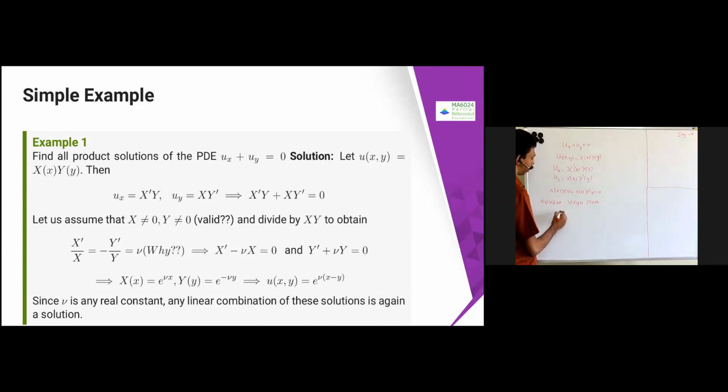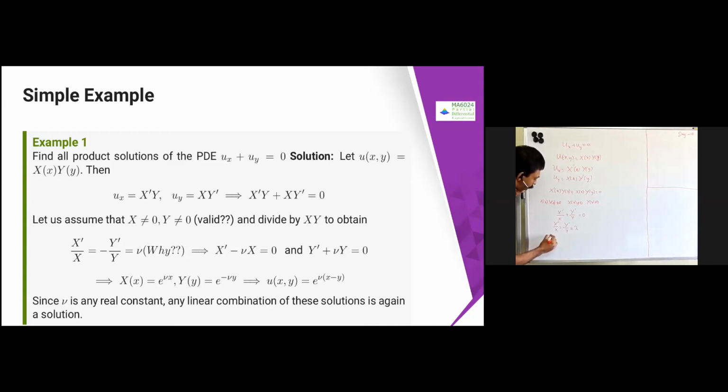So I can divide the entire thing by X of x times Y of y. Then this will become X dash by X plus Y dash by Y equal to 0, because here Y gets cancelled, here X gets cancelled. I can write this again as X dash by X equal to minus Y dash by Y, equal to some lambda. This is going to be a constant. Why is it constant? Here X dash is a function of x only. X is a function of x, therefore X dash is a function of x.